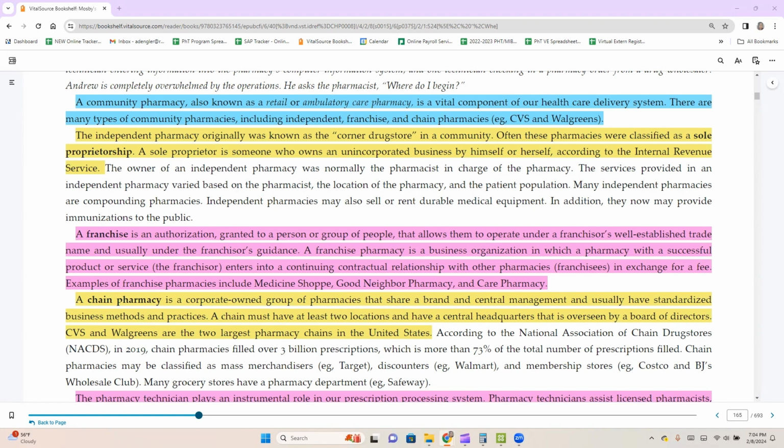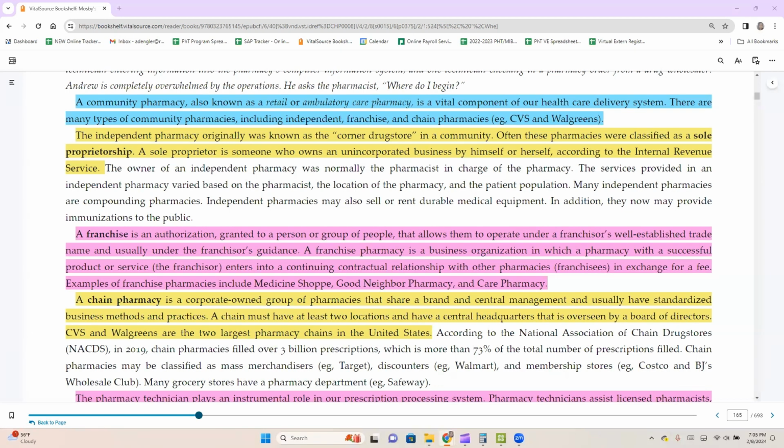A franchise is an authorization granted to a person or group of people that allows them to operate under a franchisor's well-established trade name, and usually under the franchisor's guidance. A franchise company is a business organization in which a pharmacy with a successful product or service enters into a continuing contractual relationship with other pharmacies in exchange for a fee. Examples of franchise pharmacies include Medicine Shop, Good Neighbor Pharmacy, and Care Pharmacy.